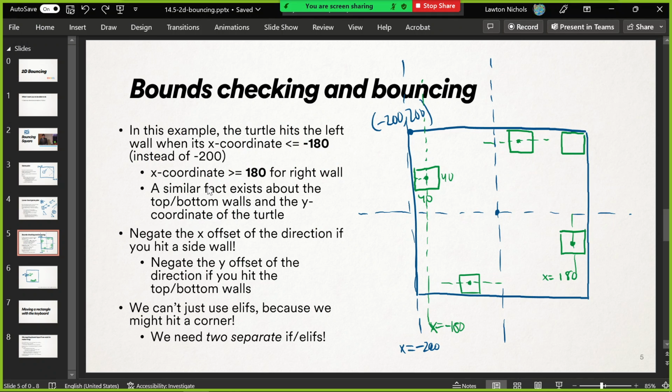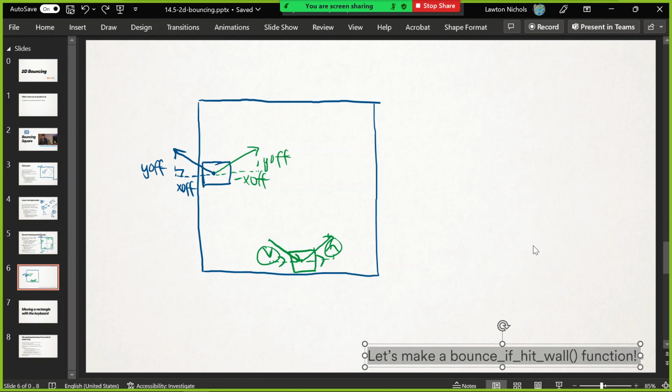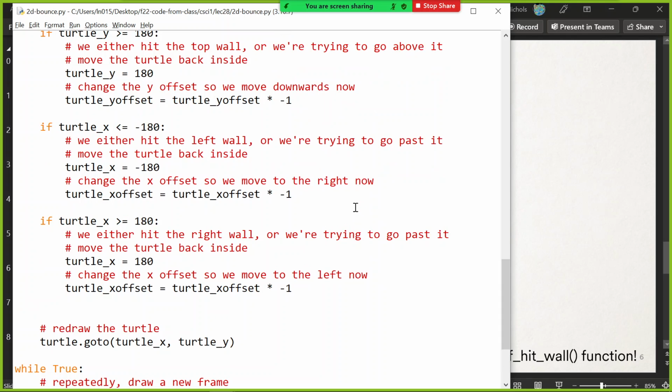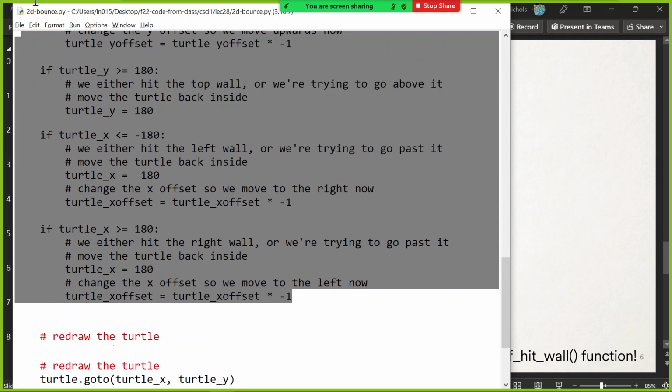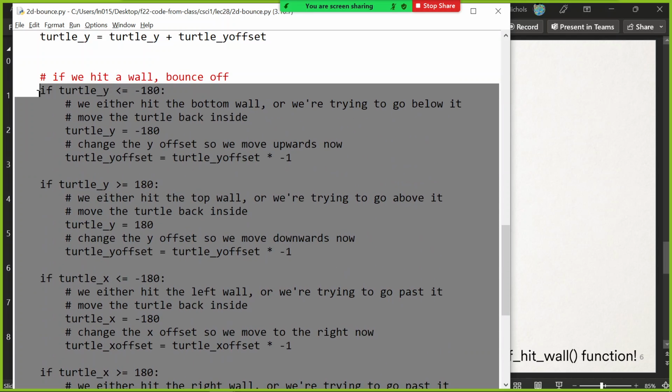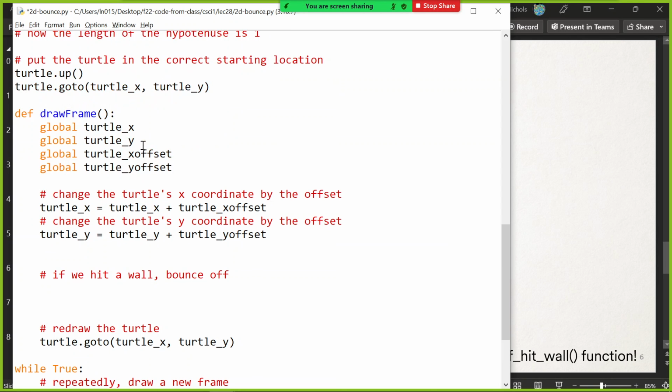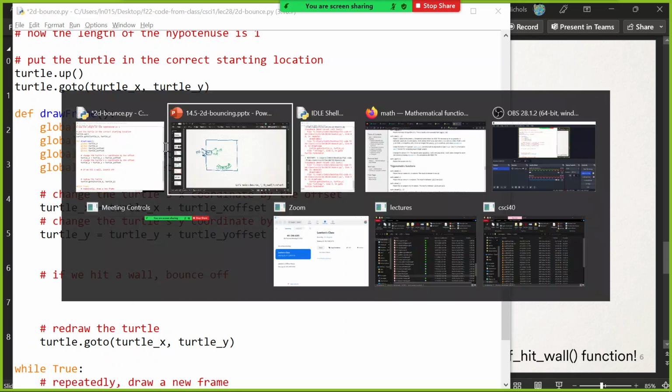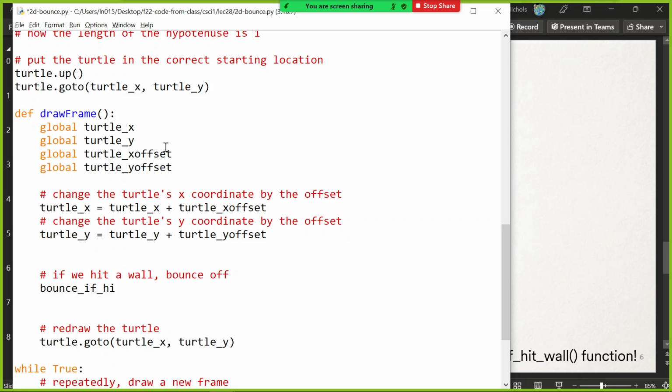In that case, I think it would be nice to make another function. Let's make a bounce if hit wall function. Why not? Kind of like how we had it in Scratch, right? So we'll take all this out of here, making for a very clean draw frame function. We'll just call our function, bounce if hit wall. Isn't that nice? And we'll have this function deal with bouncing if we hit the wall.